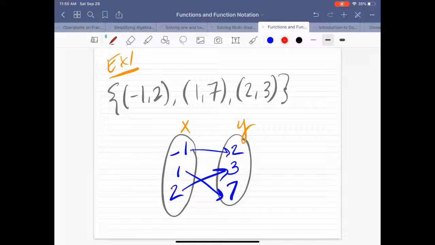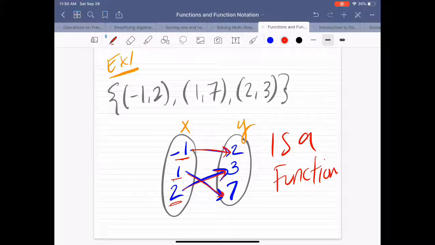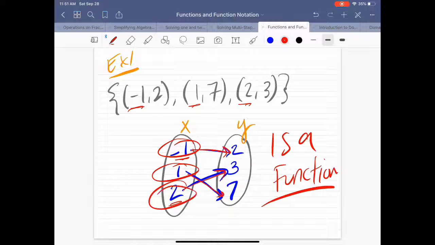So notice that each x value is paired with exactly one y value. In other words, this right here is a function. And I know a lot of you like coming up here and saying, oh, the x does not repeat, therefore it is a function. So you can use that, but make sure you know that it makes it a function if every element in the input is paired with exactly one element in the output.